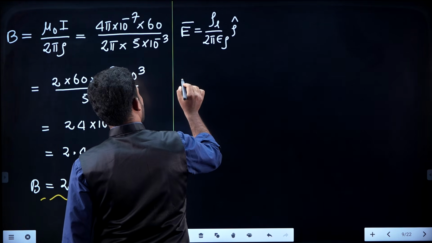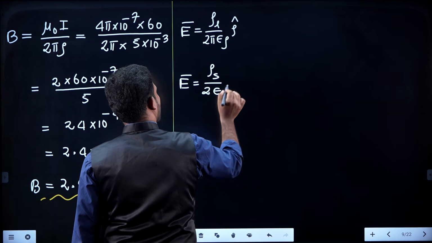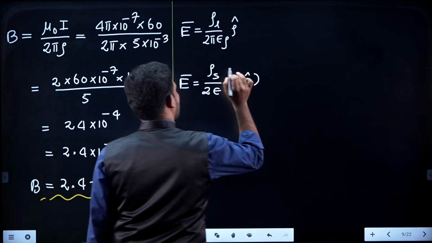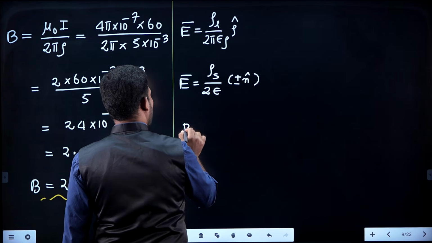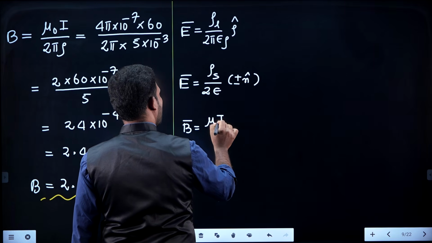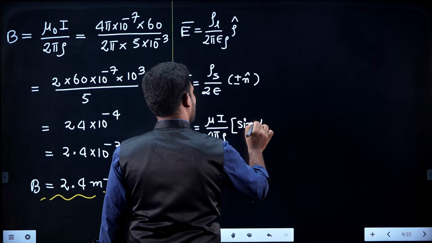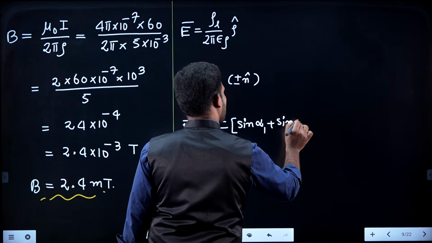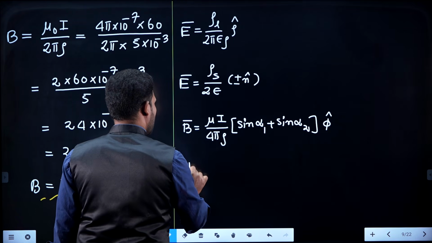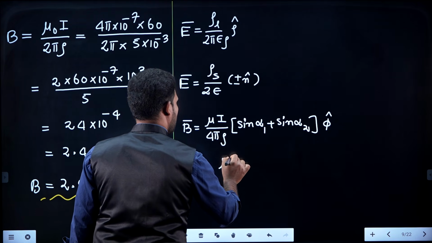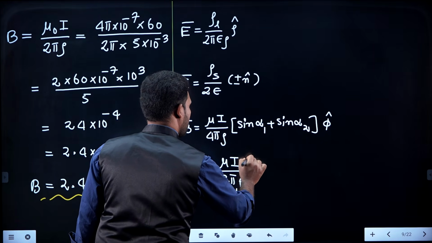The other one is electric field due to infinite uniform sheet charge, it is rho s by 2 epsilon, plus or minus n cap. This is the other formula from electrostatics. From magnetostatics, you have to remember magnetic field due to finite length current carrying conductor, mu I by 4 pi rho into sin alpha 1 plus sin alpha 2 into phi cap. The other one is magnetic field due to infinite length current carrying conductor, mu I by 2 pi rho into phi cap.